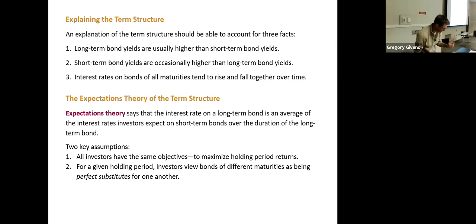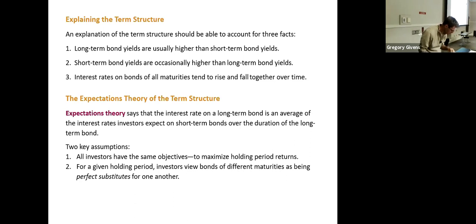The second and really more important assumption that leads to the basic results of the expectations theory of the term structure is that for a given holding period, investors view bonds of different maturities as being perfect substitutes for one another. So, if you are thinking about investing in the bond market for a period of 10 years, what assumption 2 tells us is that you don't care whether you buy a 10-year bond today and hold it until maturity, or whether you buy a sequence of shorter term bonds, let's say a 5-year bond today, hold it until it matures, and then roll over all of the principal and interest into another 5-year bond and hold it until the end of the 10th year. Because the 5-year bond is a perfect substitute for the 10-year bond, you don't care which of those two strategies you end up choosing. They're perfect substitutes for you.